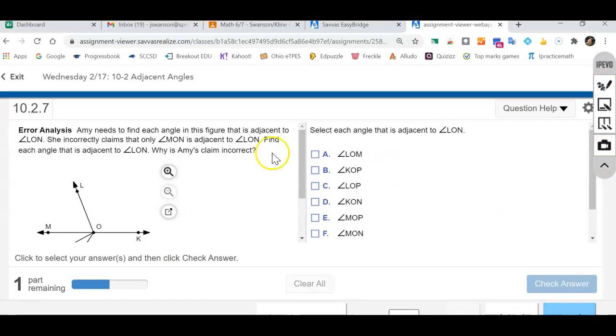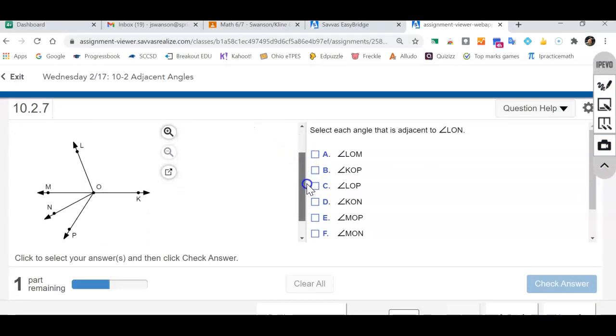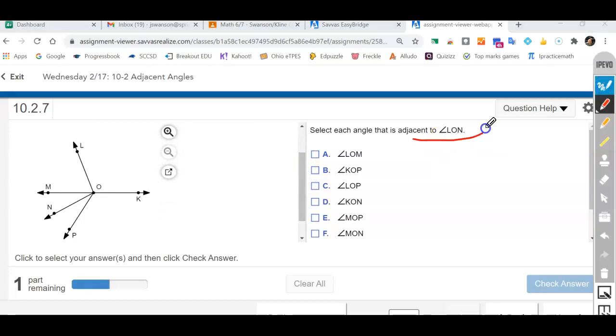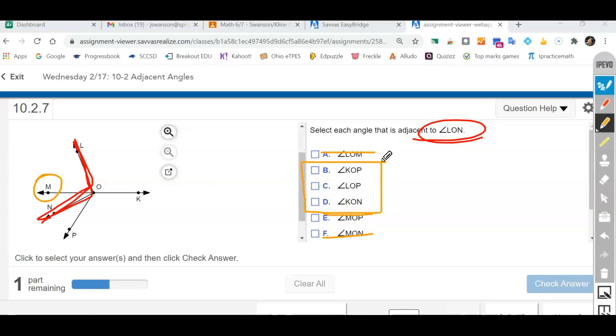There's a tricky one right here, this one. All right, this one gets very tricky because there's a lot going on here. So we're trying to figure out what's adjacent to LON. This one right here. So immediately, I know that I can eliminate anything with the M. The M cannot be adjacent because it's on the inside of my given LON. So I'm going to go over here and cross out anything with M. All right, so I've narrowed it down to B, C, and D.